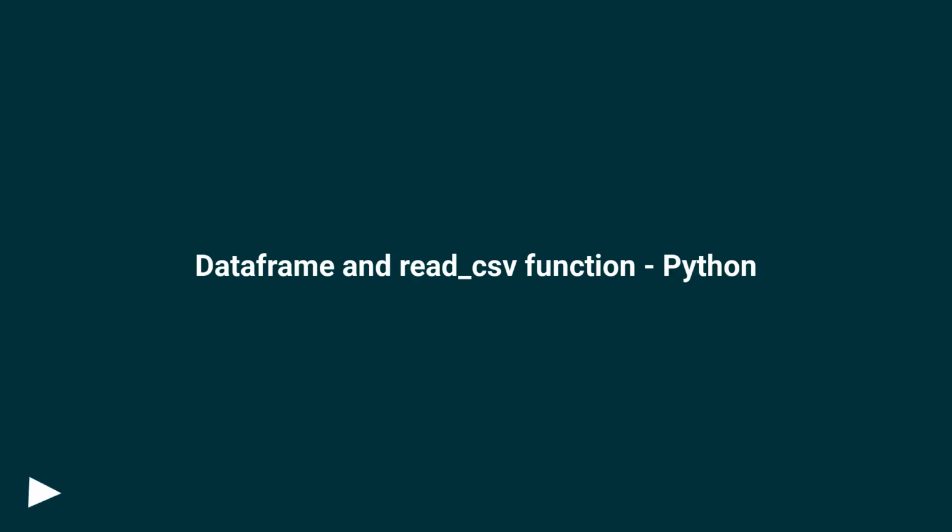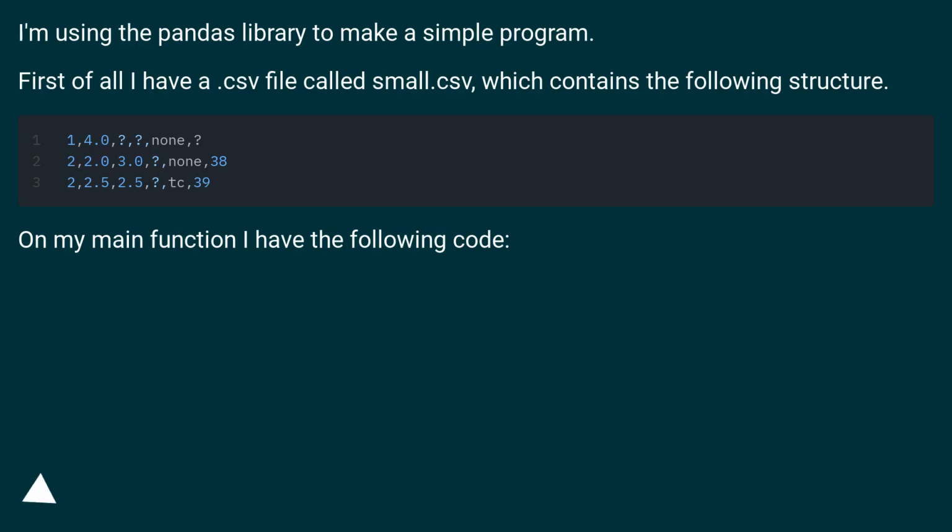Dataframe and read_CSV function, Python. I'm using the pandas library to make a simple program. First of all, I have a CSV file called small.csv, which contains the following structure. On my main function, I have the following code.